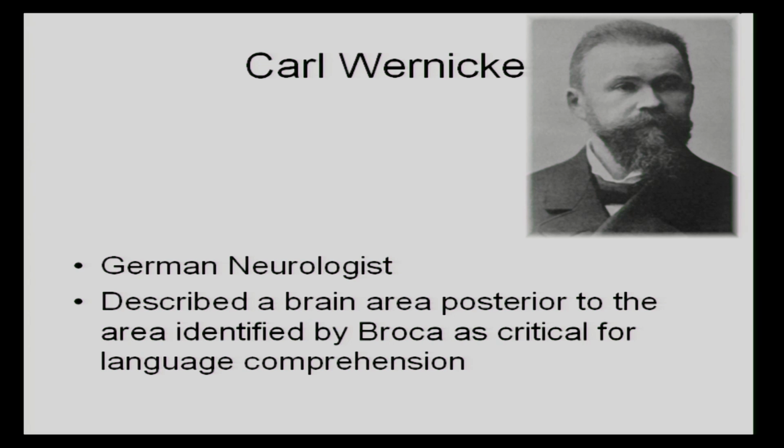A patient came to him. He had problems with language, and the patient died, and Wernicke was able to identify the brain area and described a brain area posterior, but kind of nearby to the area identified by Broca, as critical for language comprehension. So this patient that Wernicke studied with a more posterior lesion, he could speak just fine, but what he spoke was gibberish. So he could string words together. The words were mainly real words. Sometimes they were made-up words, but they made no sense. And so this seemed to be a separate area for language comprehension.